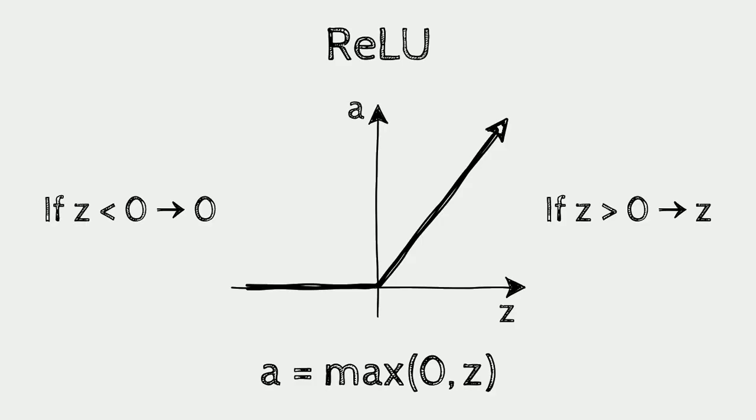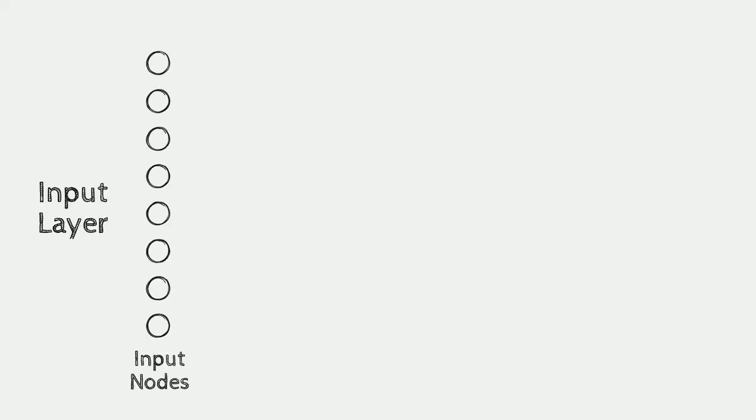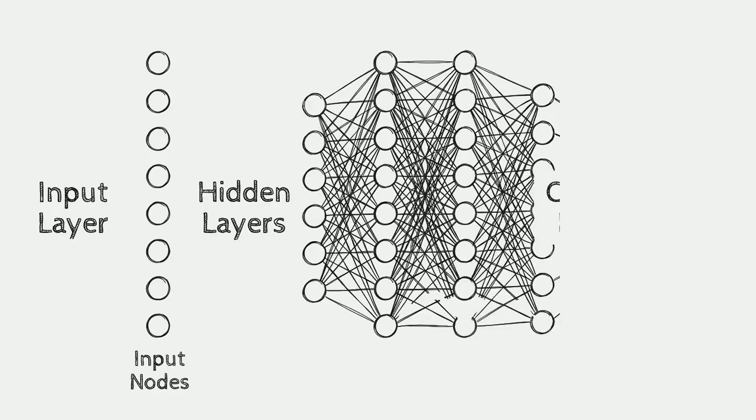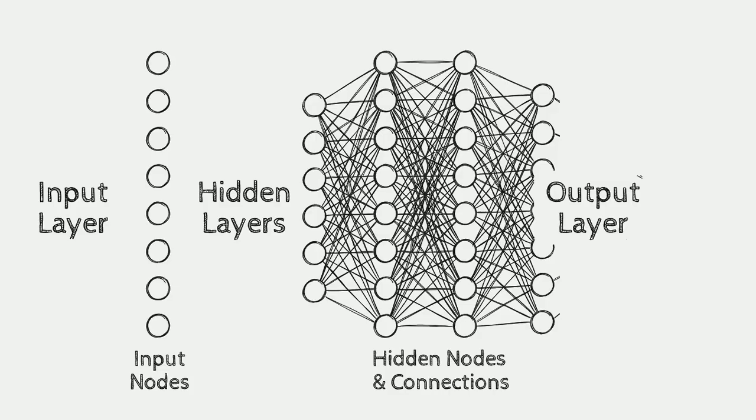Now let's stack neurons into layers. The first layer is the input layer, which just holds the input numbers. Then come one or more hidden layers. Each hidden layer takes the outputs of the previous layer, performs the same weighted sum and activation process, and produces new values. Finally, the output layer produces the network's prediction.